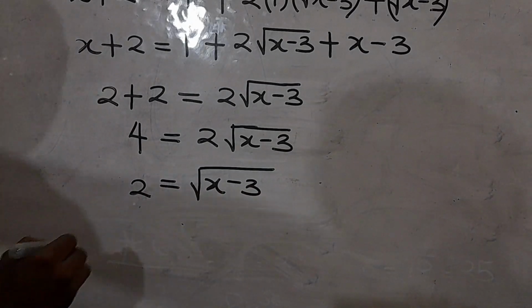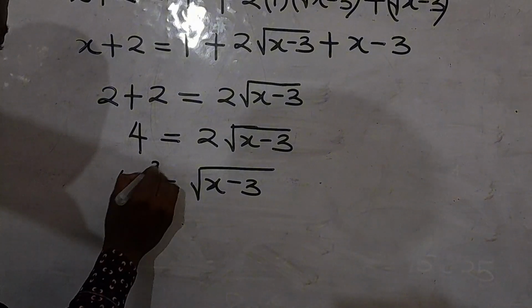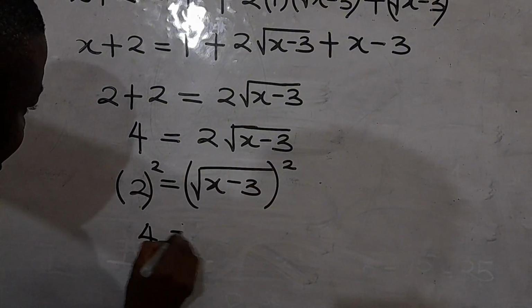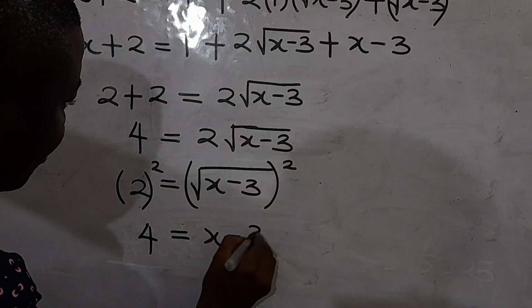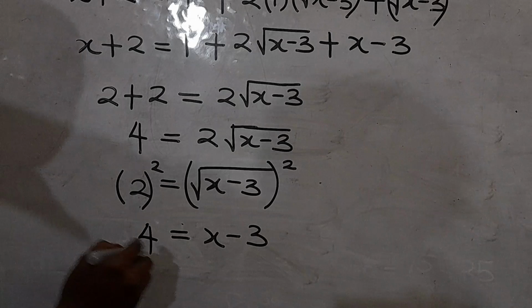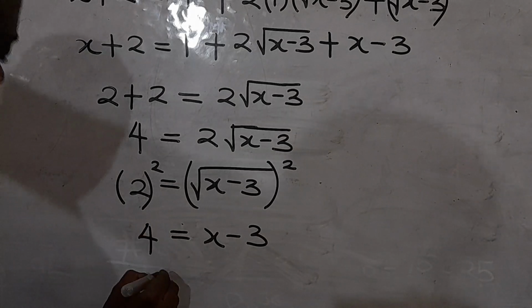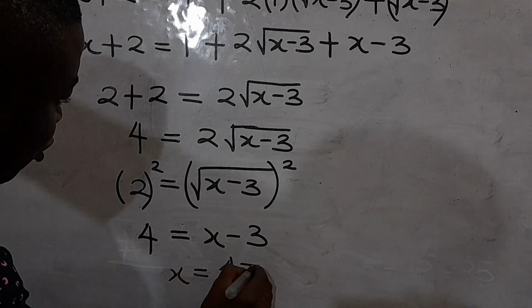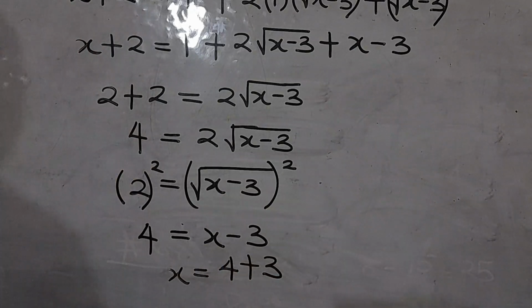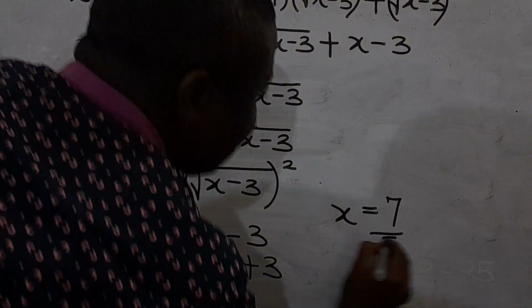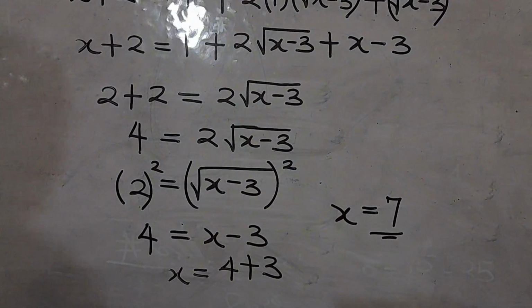So let's square both sides. You have 4 equal to x minus 3. So we have this to be x equal to 4 plus 3. So our answer is x equal to 7. 7 should be the answer.